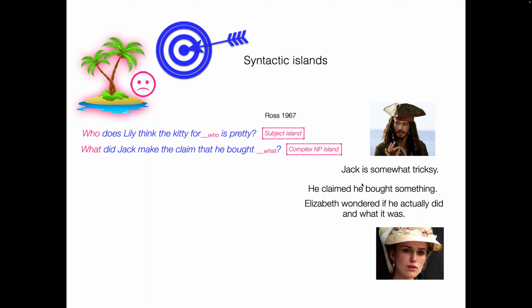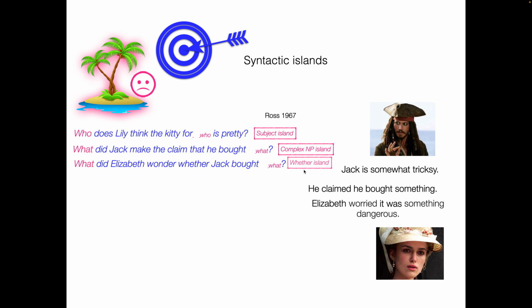If we go back to Tricksy Jack, he claimed he bought something. Elizabeth wondered if he actually did, and if so, what it was. And we might want to ask about this situation. What did Elizabeth wonder whether Jack bought? Again, not so great. That's been called a whether island.